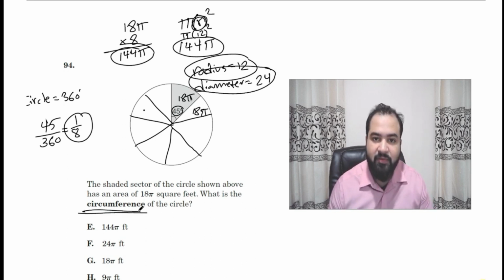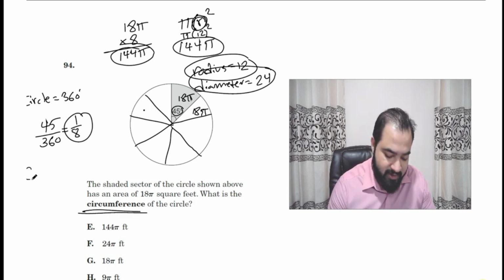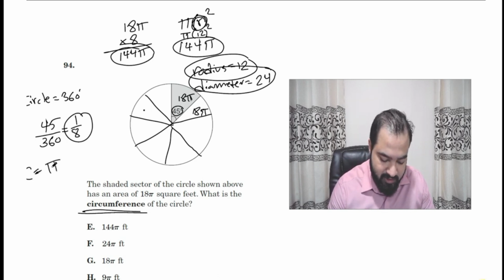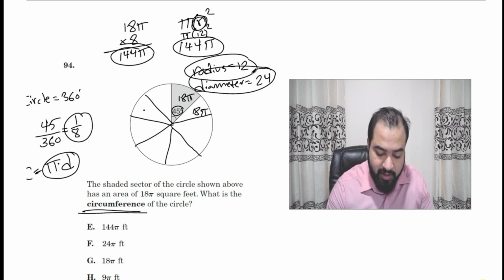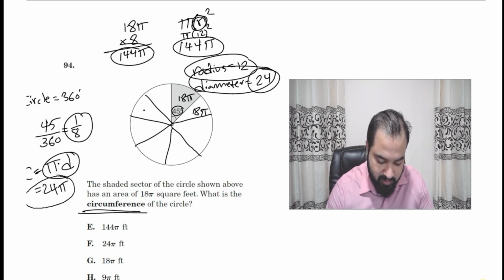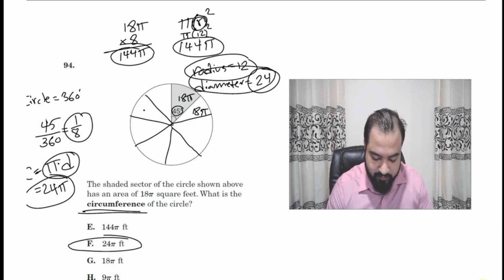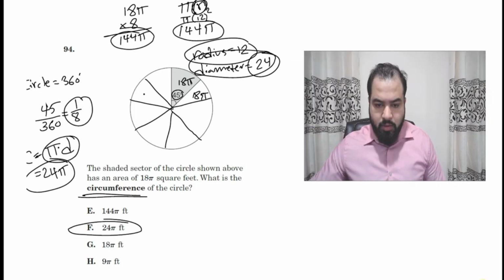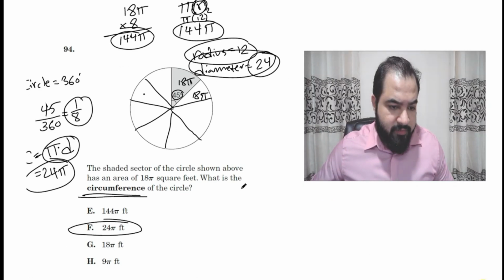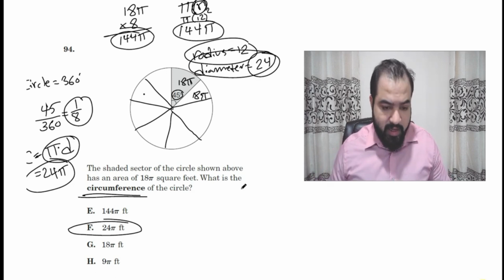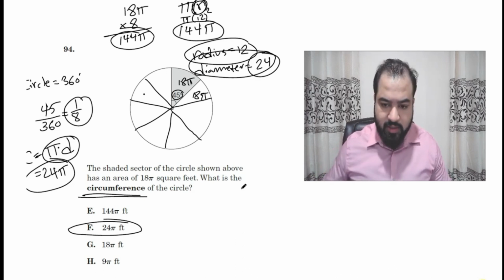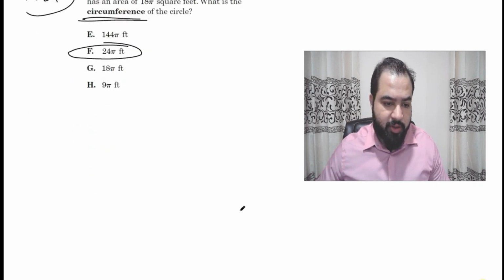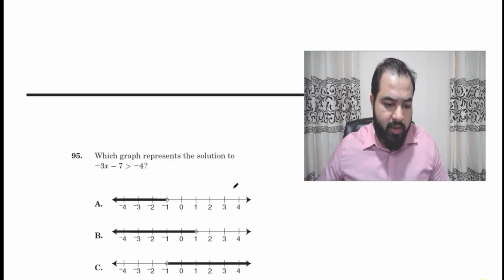What is the circumference formula? The circumference is pi times the diameter. Remember? And do we know the diameter? Yes, that's 24. So the answer is 24 times pi, which is 24 pi. So question 94, that's it. You guys have to remember the area of a circle, pi r squared, and circumference is pi times the diameter. All right, number 95.